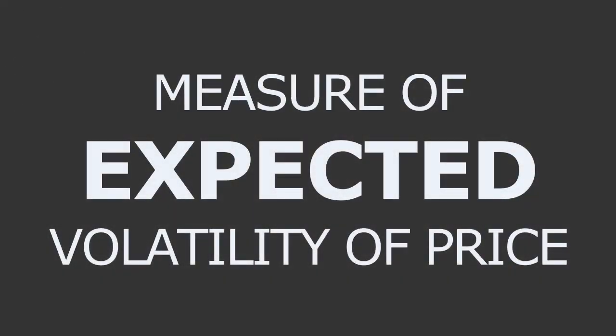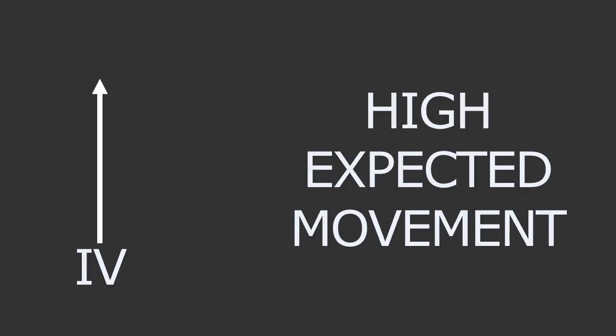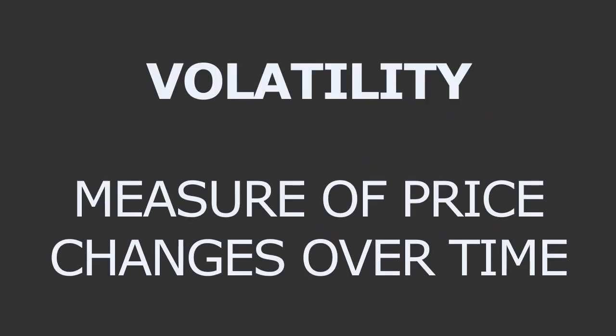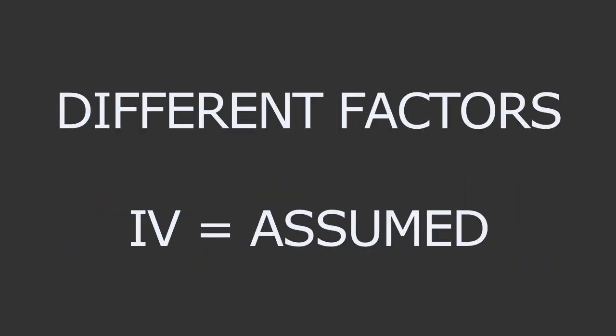So what is implied volatility? Simply, it's a measure of what's expected in terms of volatility of a security's price. And it's derived from the stock price and the strike price of that security. Now, the higher the implied volatility, the greater the expected price movements of that security. It's a measure of how a security's price should change over time. And standard deviation is one way to measure volatility. And we're talking about implied volatility.